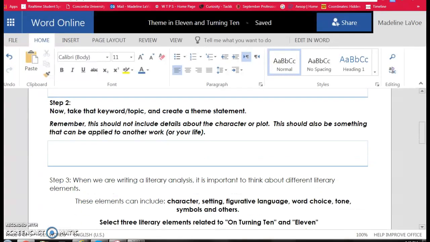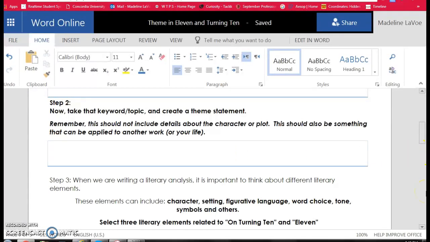Now that you've listed those similar words, you're going to work to create a theme statement that will work for both of the texts. Now, remember, your theme should not include details about the characters, the plot, or the setting. And it should be something that's universal, which means it can be applied to another work or your life. Go ahead and take a couple minutes to draft a strong theme statement, and you can write it in this box right here.